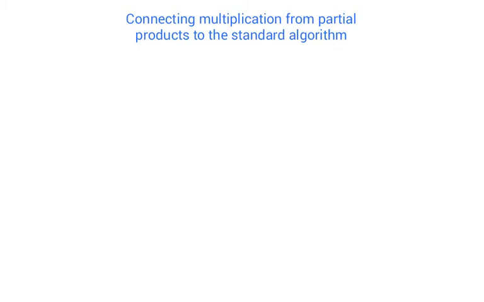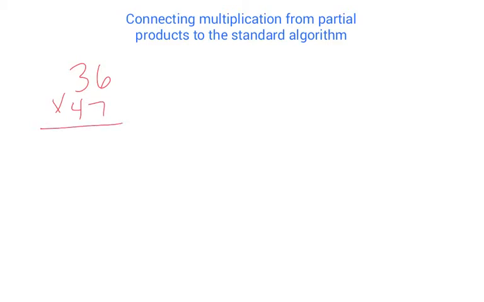So today we're going to look at connecting multiplication from partial products to the standard algorithm. In class on Monday, we're going to really look at using the partial products to multiply double digit by double digit, as well as 4-digit by 1-digit. An example of that is if we have 36 times 47.